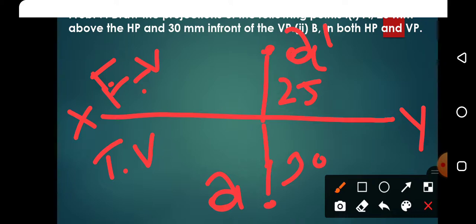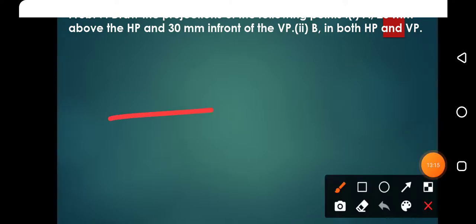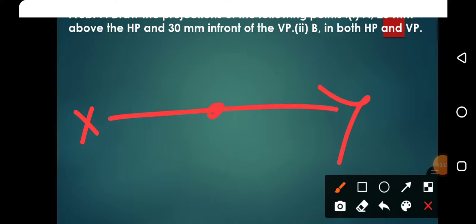The second condition they have said here is B in both HP and VP, which means on the HP and on the VP. So for this problem you have the solution here. The XY line is there. Both HP and VP means it is a point on the XY line. It does not fall in any principal plane. This is B dash, and this is B, right?